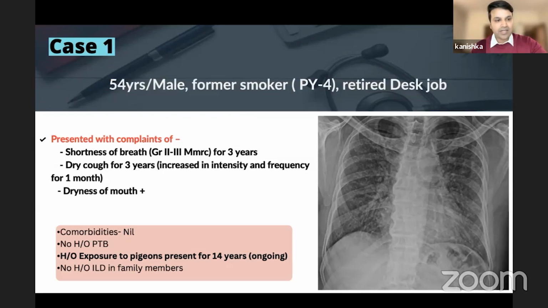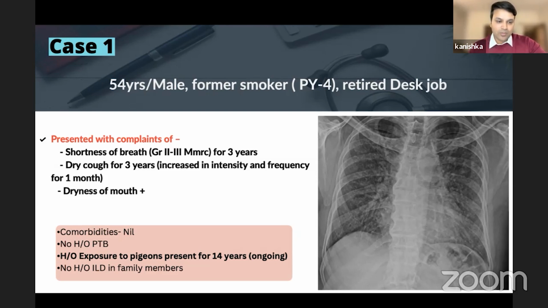who presented to us with complaints of shortness of breath which progressed from grade 2 to grade 3 MMRC over the last 3 years. The patient had a dry cough for 3 years, increased in intensity and frequency over the last 1 month. There was also a history of dryness of mouth. This was the X-ray which we obtained from the patient.